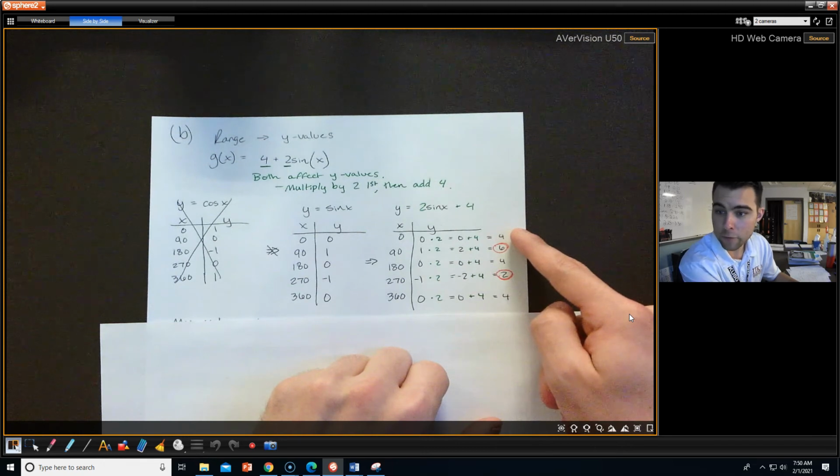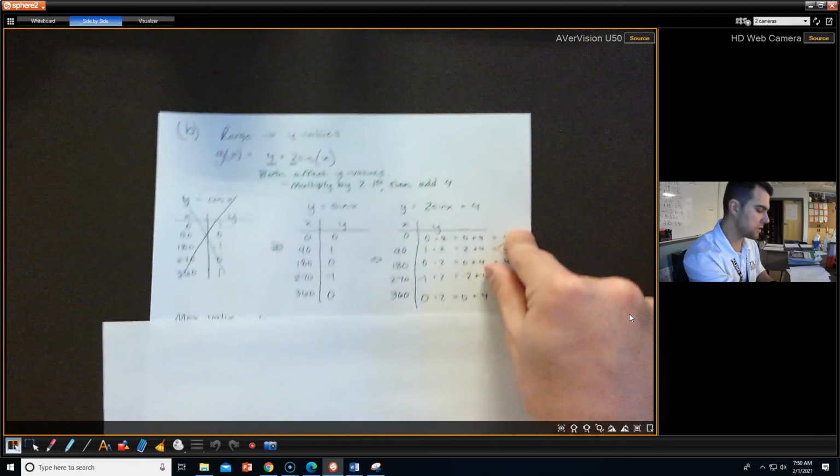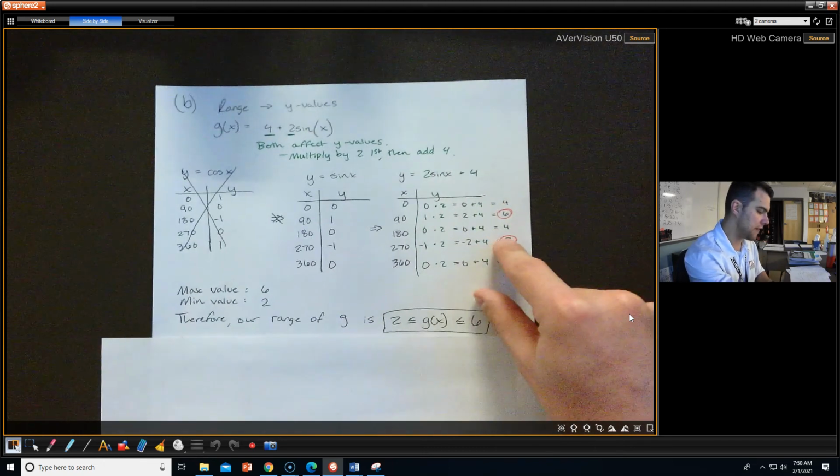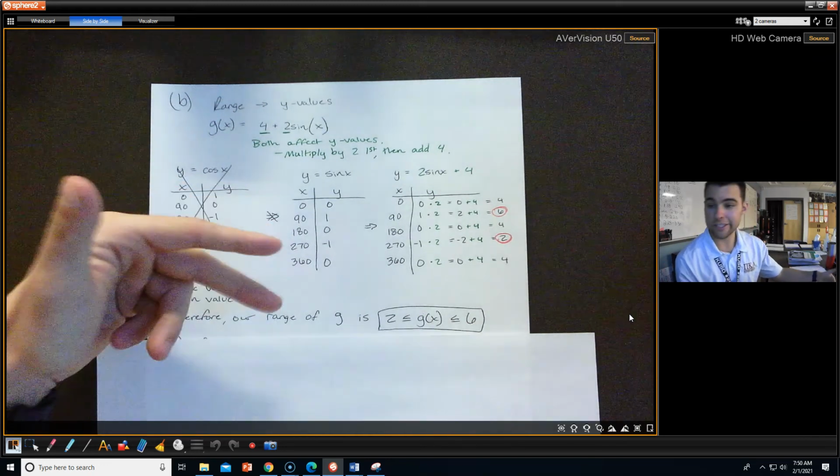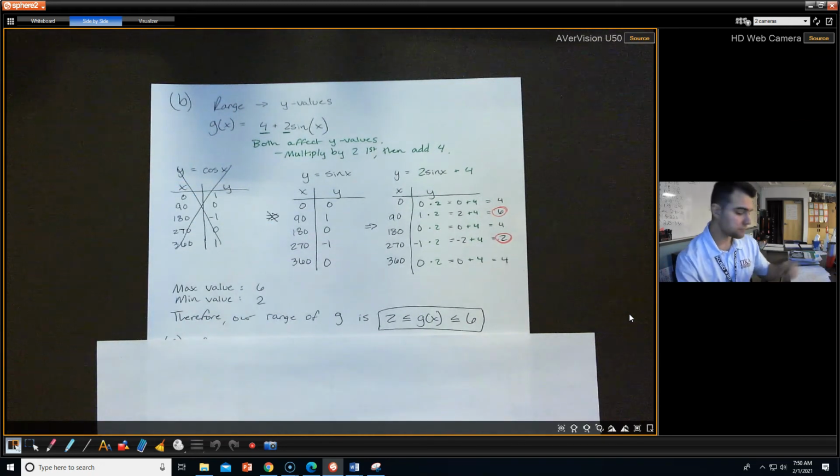Now, I want the range. So what's my smallest and what's my largest? Well, my smallest value is 2, largest is 6, therefore my range is between 2 and 6, which is different from when it was between -1 and 1.